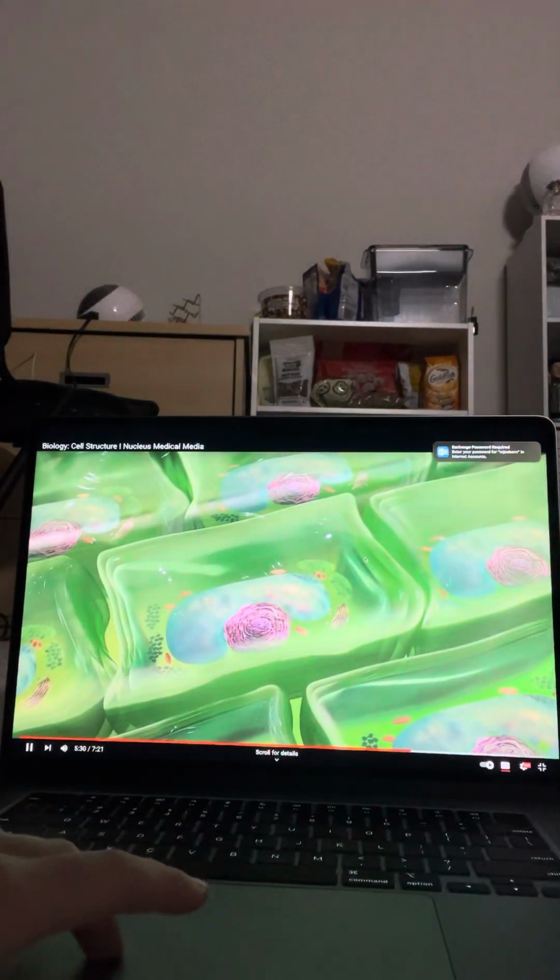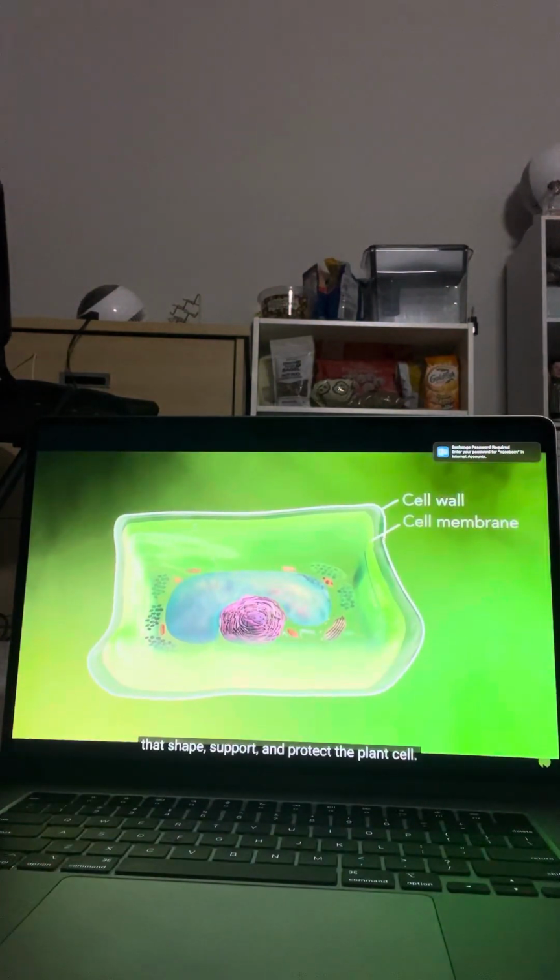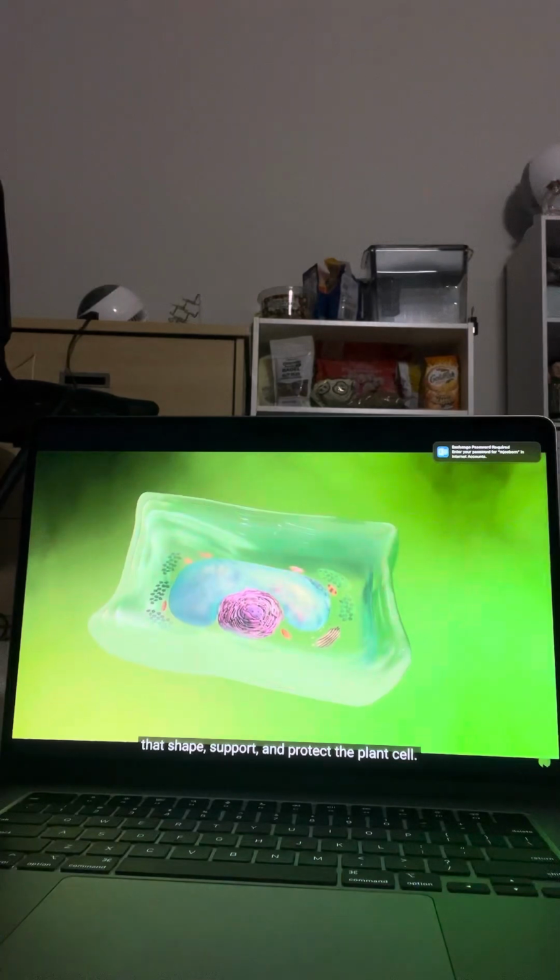And then chloroplasts have a green pigment due to chlorophyll. Plant cells also have a cell wall that protects the cell.